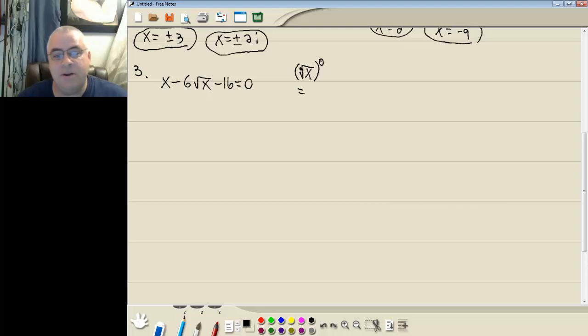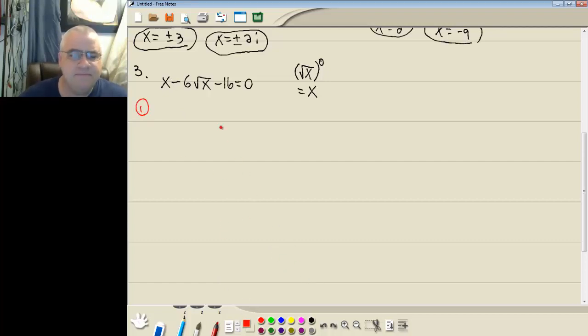Well, remember when your index matches a power, in this case there is no number in the slot right here, so it's by default 2. Index of a square root is 2. If the index matches the power, they cancel each other, so that would give us x. So again, if you can take your middle part here, square it, and it gives you this first part, that's when you can use a u substitution.